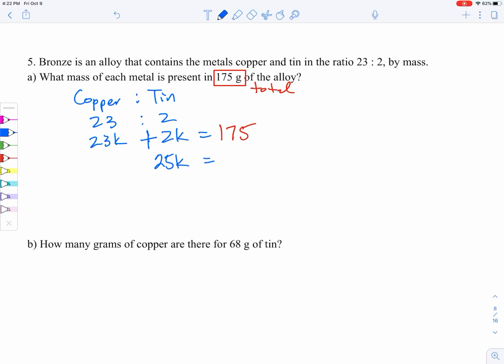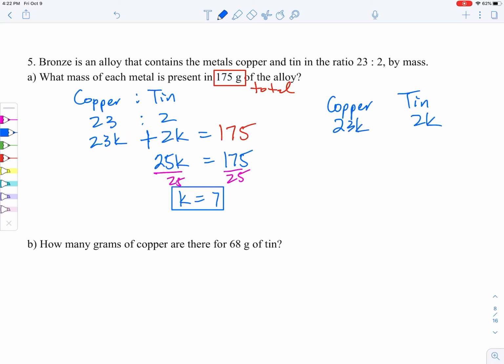So 25K equals 175. Divide both sides by 25 gives us 7. So that's what our scaling factor is. It's going to be 7. And then I'm going to use that. I'll write it out again. Copper, tin was 23K and 2K. So copper is going to be 23 times 7. And 23 times 7 is 161, that's going to be in grams.